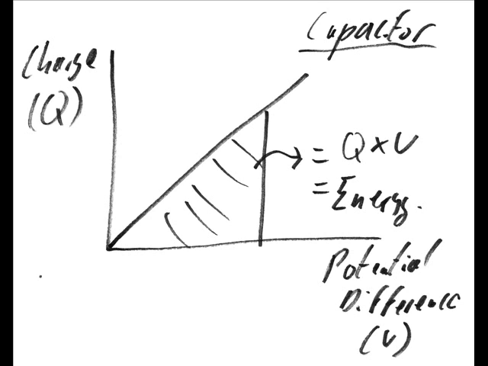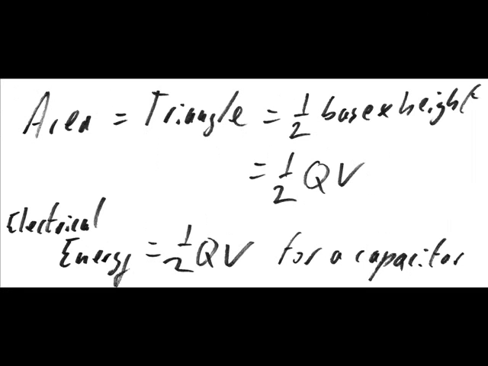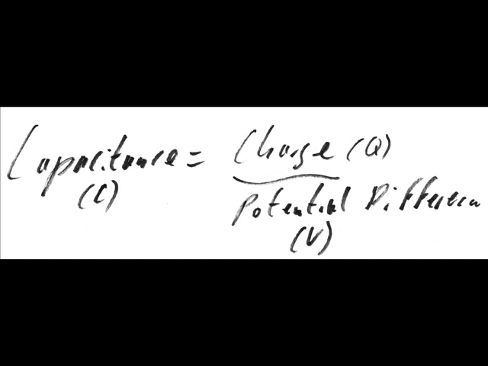If you plot charge against potential difference for a capacitor, you would have a linear graph with a constant gradient going through zero. If energy is charge multiplied by potential difference, then the energy stored by a capacitor is the area under this charge potential difference graph. The area under the graph is the area of a triangle, which is half base times height, or half charge times potential difference.